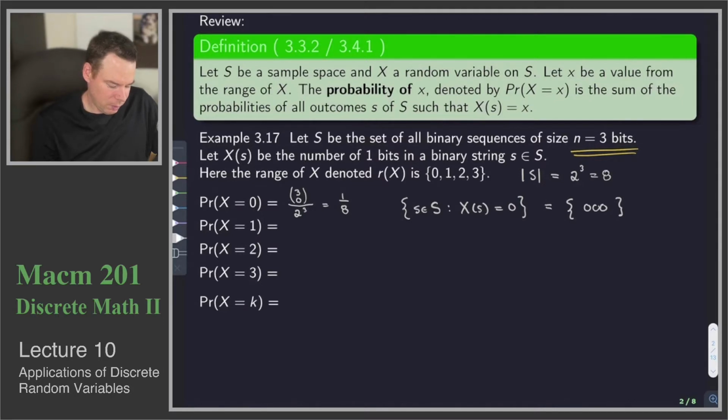Similarly, for the probability that X equals 1, in terms of our event space, this is X of s equal to 1, and those consist of all the strings with one 1. So it's 1, 0, 0, 0, 1, 0, or 0, 0, 1. Of the 3 spots, we're choosing one of them for a 1, and that's all over 2 to the 3. In other words, 3/8 is our probability here.